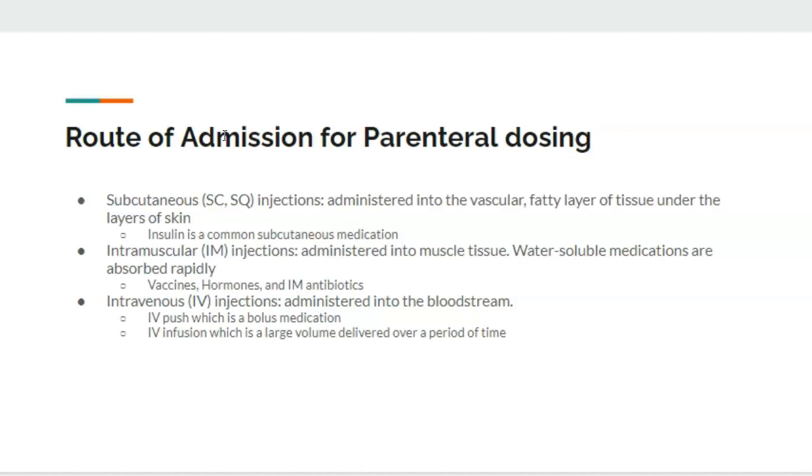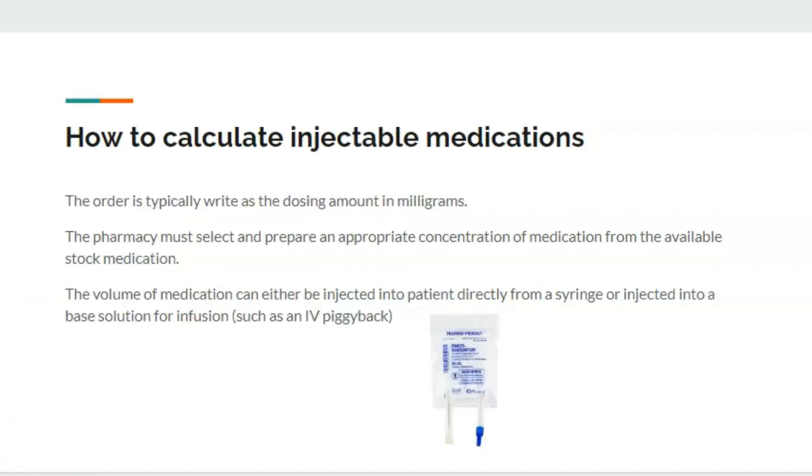And then intravenous injections, which are administered directly into the bloodstream. Usually it's an IV push, which is a bolus medication that they push directly into an IV catheter that the patient already has in their arm, or an IV infusion, which is a large volume being delivered over a period of time. So we'll inject the medication into a solution bag and then use that to infuse. Here, I'll show you what I kind of mean by that.